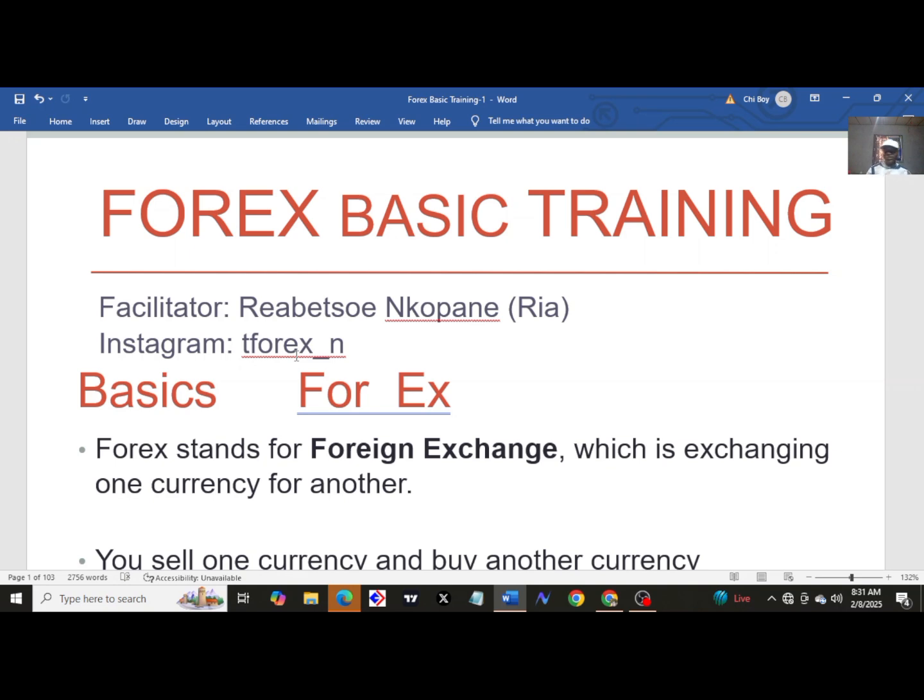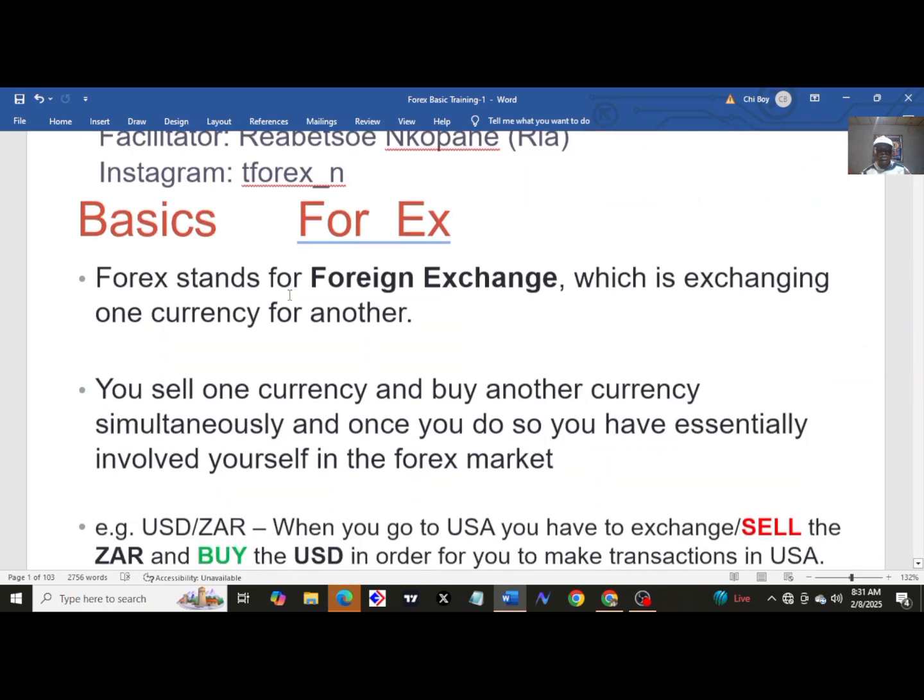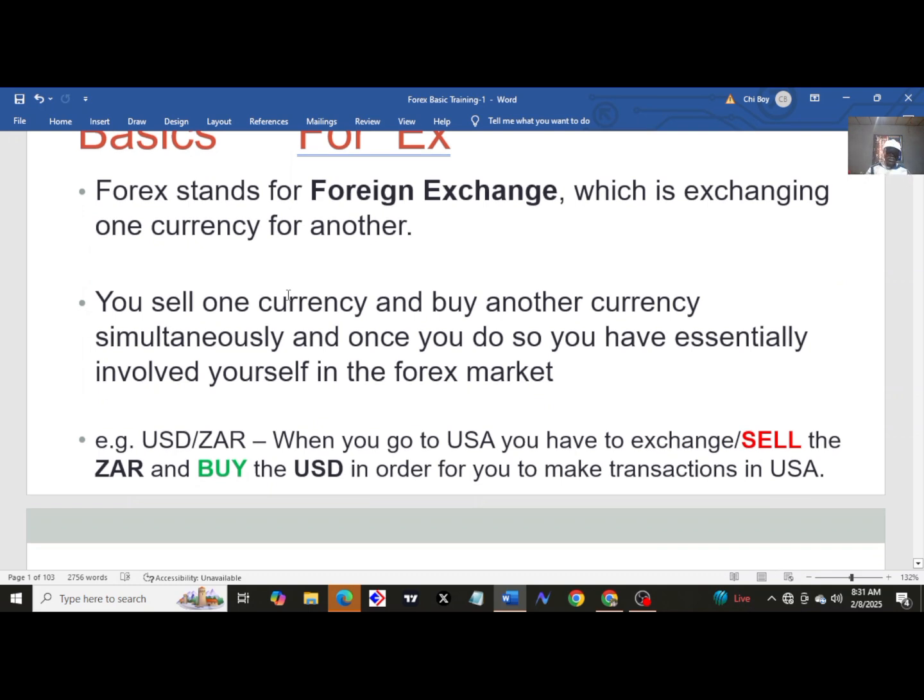Like you are seeing, you're already seeing what is up before your screen, guys. Forex basic training. We want to start off by defining what forex actually means. Yes, forex stands for what?